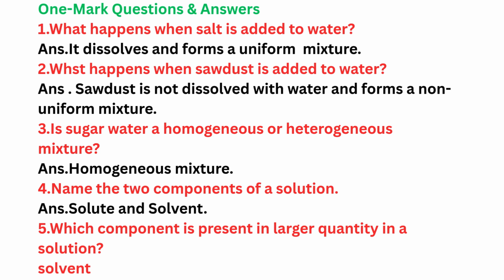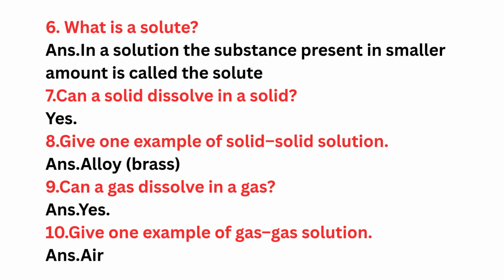Question number 2, what happens when sawdust is added to water? Answer, sawdust is not dissolved with water and forms a non-uniform mixture. Question number 3, is sugar water a homogeneous or heterogeneous mixture? Answer, homogeneous mixture. Question number 4, name the two components of a solution. Answer, solute and solvent. Question number 5, which component is present in large quantity in a solution? Answer, solvent.